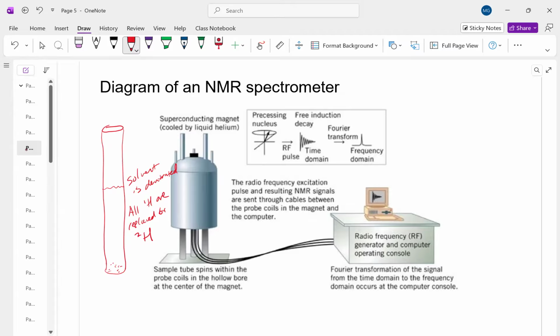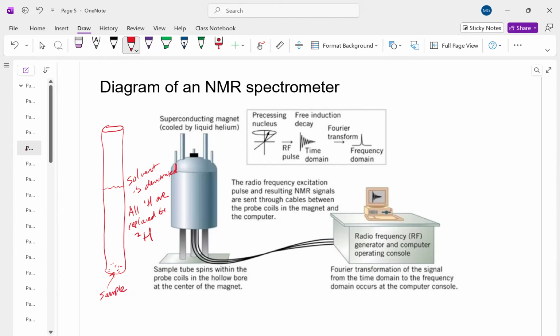If NMR is designed to look at protons, 1H, and you have a little bit of sample, but mostly solvent that also has protons in it, what is the NMR going to focus on? It's only going to see mostly solvent and very, very, very little of your sample.